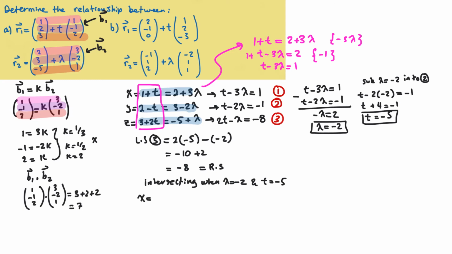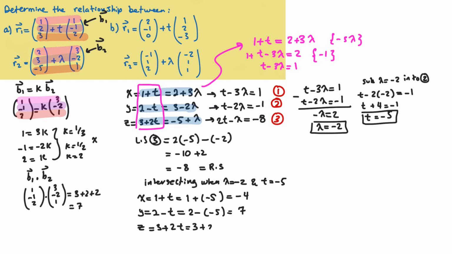So the x value is going to be 1 plus t, and that's 1 plus negative 5, and that's going to equal negative 4. My y value is going to be 2 minus t, that's 2 minus negative 5, and that's the same as 2 plus 5, which is 7. And our z value is 3 plus 2t, which is 3 plus 2 times negative 5. So that's 3 minus 10, which is going to equal negative 7.